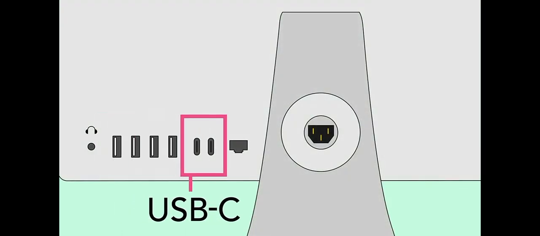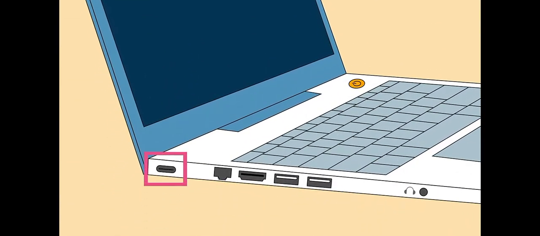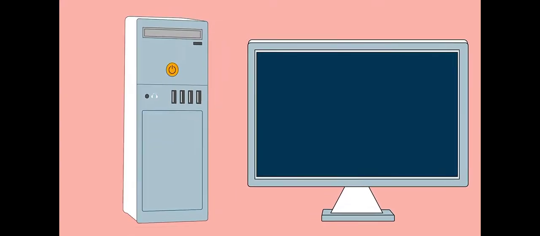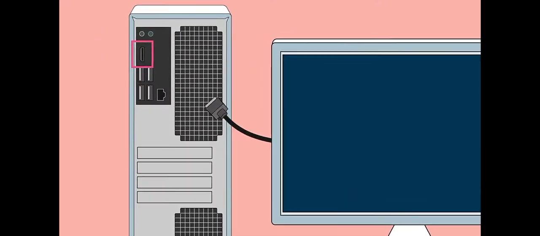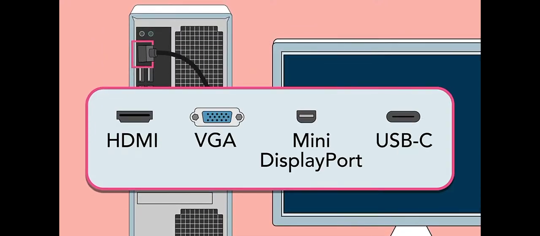Some computers even have USB-C ports, which can be used for many different things, not just plugging in devices. Laptops, for instance, often use the format for the charging port. If you have a desktop, you'll use a monitor port to connect the monitor. There are quite a few types of monitor connections, ranging from HDMI to the USB-C style we just mentioned.